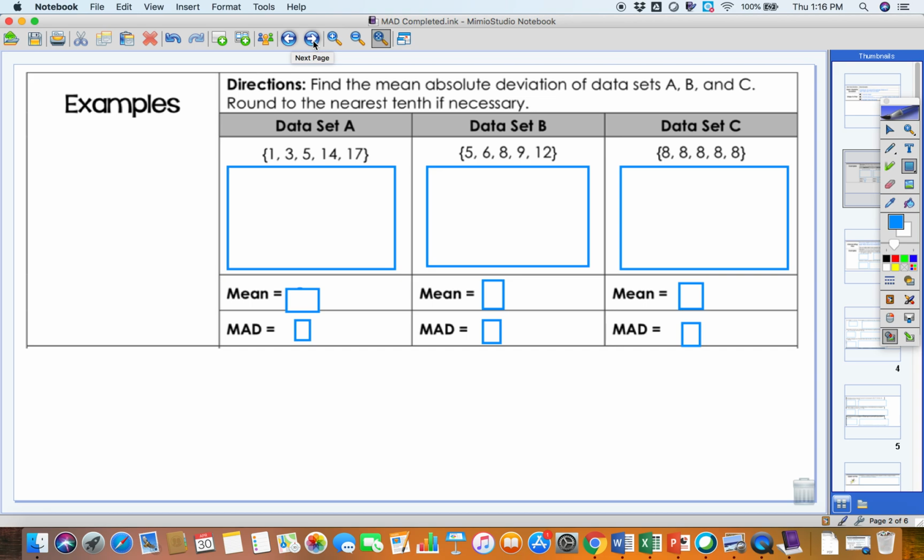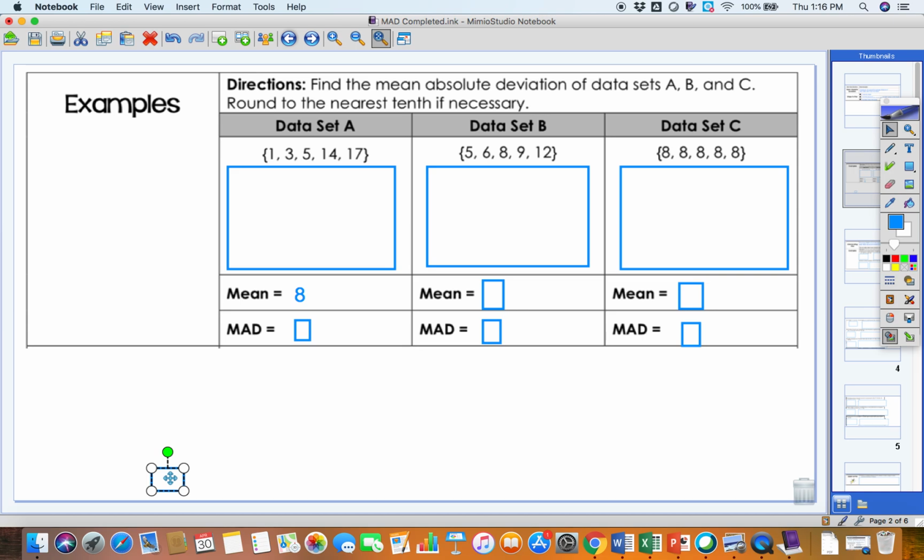So the first step, again, is to find the mean. So the mean of 1, 3, 5, 14, and 17, you add them all together and divide by 5, and you're going to get 8. So, like I said, the mean of these data points is 8. Then you want to find the distance that each point is from the mean. So our mean is 8. Our first data point is 1. The difference is 7. Our second data point is 3. Our mean is still 8. The difference between those two numbers is 5.